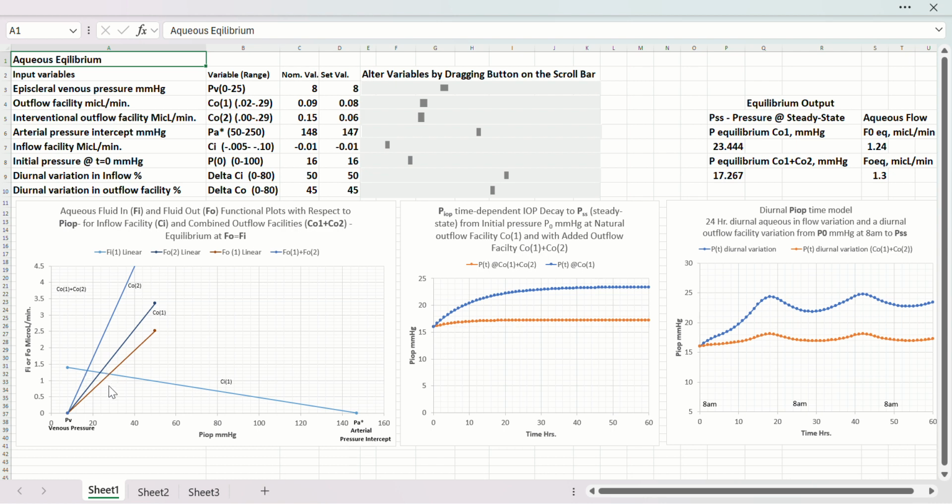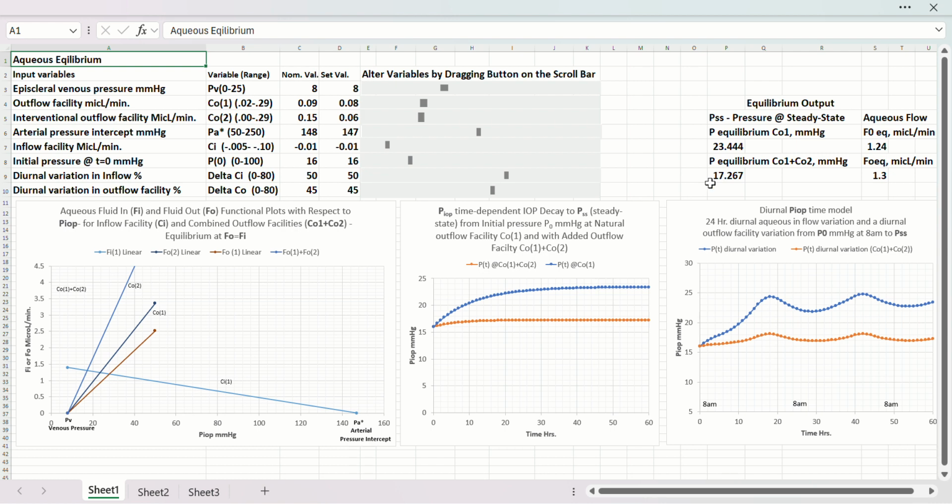Now we have several intercept lines here. This is the endogenous outflow facility. This is the interventional outflow facility, and this is the resultant of the two. And this gives us our new intraocular pressure that we're able to see right where these two graphs meet, and brings us down from 23 millimeters of mercury down to approximately 17 millimeters of mercury.